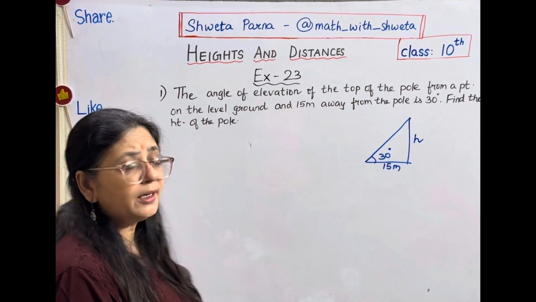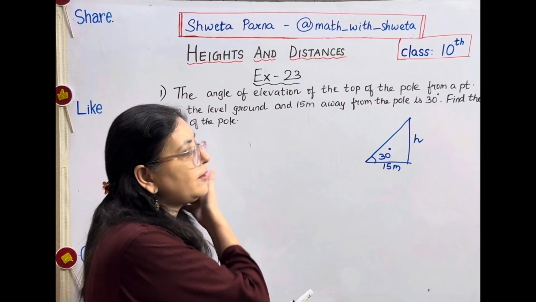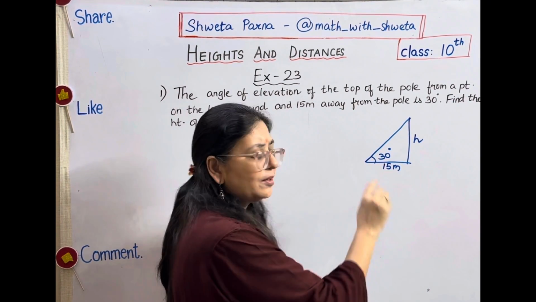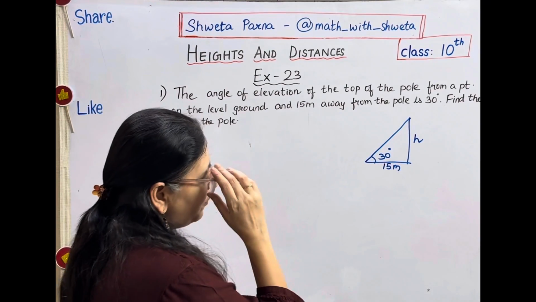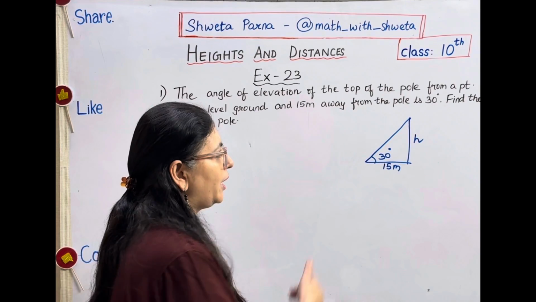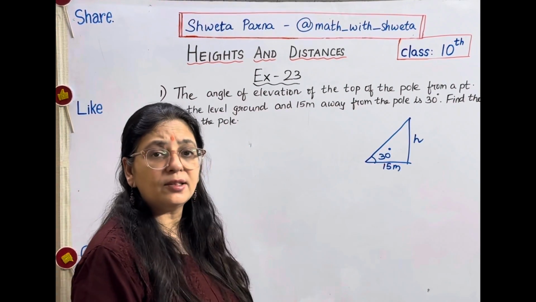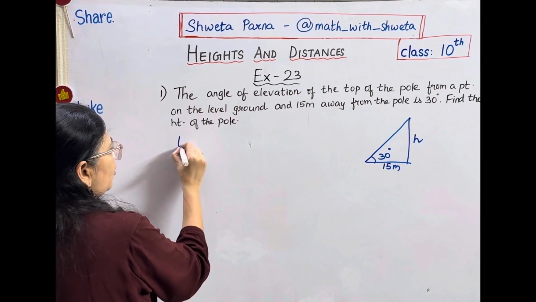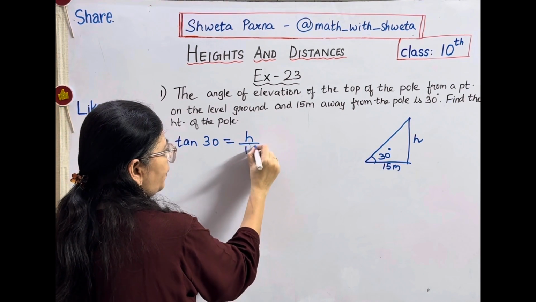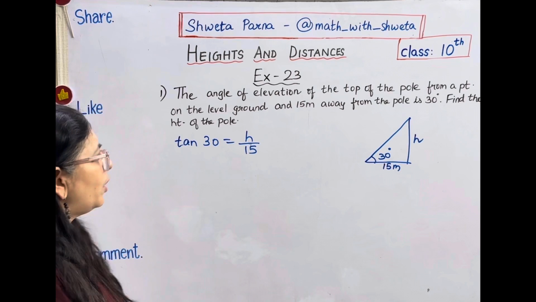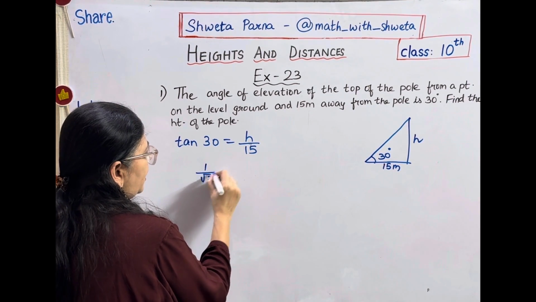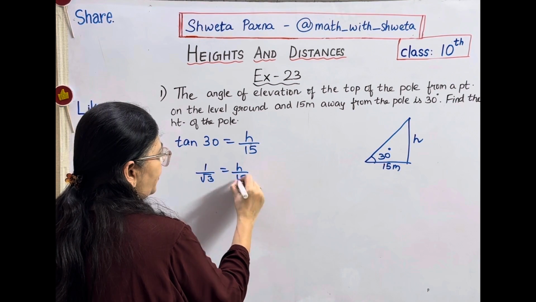We have already done this in trigonometry identities. So I want to find h and I have been given this information. So what will you take? Which value will you take? Sine value, cos value, tan value, which value will you take? Opposite upon adjacent. So you will take tan value. So tan 30 is equal to h upon 15. Correct? What is the value of tan 30? It is 1 upon root 3, equal to h upon 15.